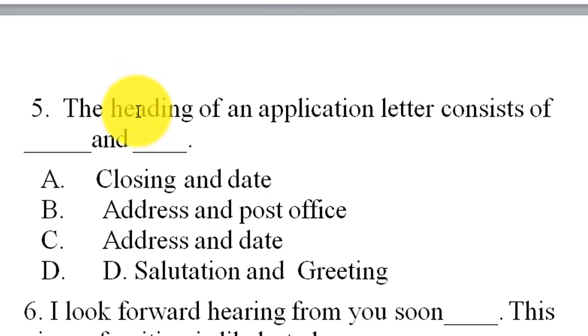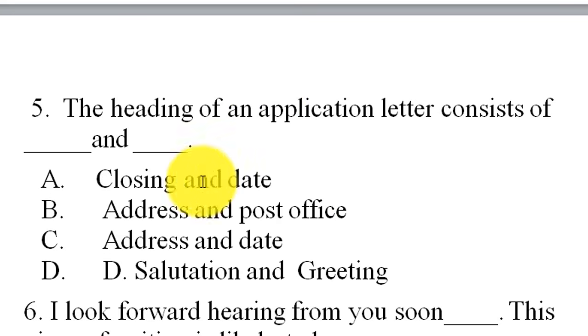The heading of an application letter consists of blank and blank. The heading of an application letter is sometimes written on the right margin. So, the address of the writer on the right margin consists of, for instance, Bole Subcity, Addis Ababa, Ethiopia, PO Box, and the date. So it consists of the address and date of the writer.